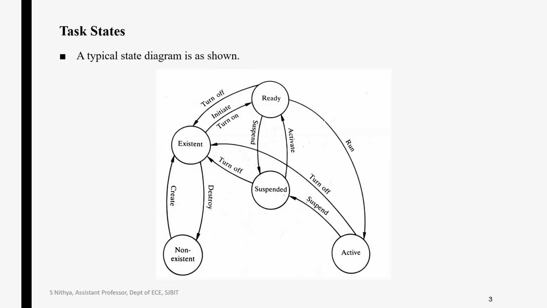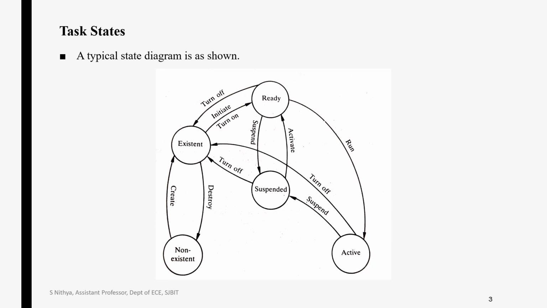Typically, there are 5 states: the existent state, non-existent state, suspended state, ready state and active state. The active state is nothing but the running state. Starting from the ready state, which is the set of processes in the queue ready to use the CPU, only one task will be selected for scheduling. That task makes the transition from the ready to the active state.